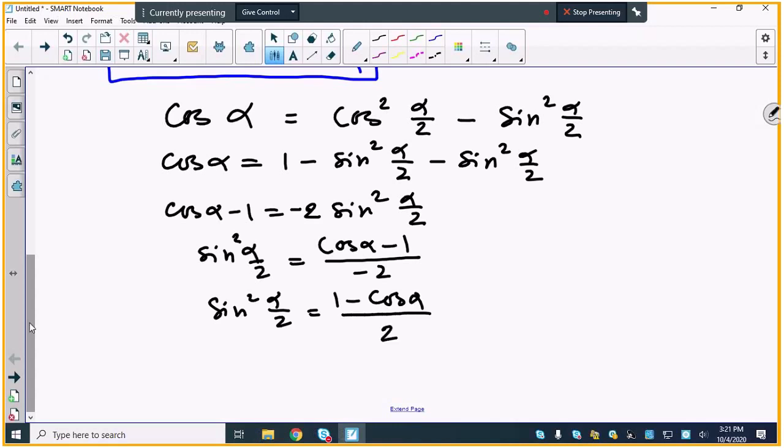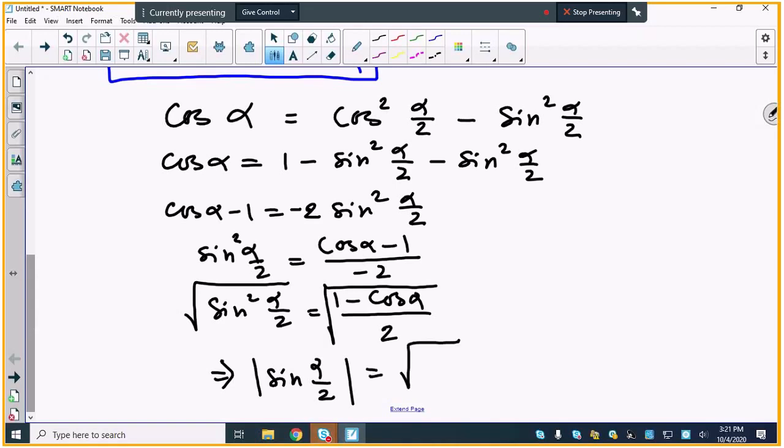So of course, to solve it for sine alpha over 2, I need to take the square roots on both sides. So my solution should be the absolute value of sine alpha over 2, and that's very important for you to remember, because depending on which quadrant alpha over 2 is going to land in, your answer could be positive or negative. Sine alpha over 2 is equal to the square root of (1 minus cosine alpha) over 2.